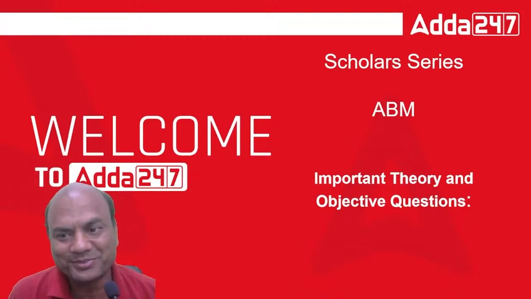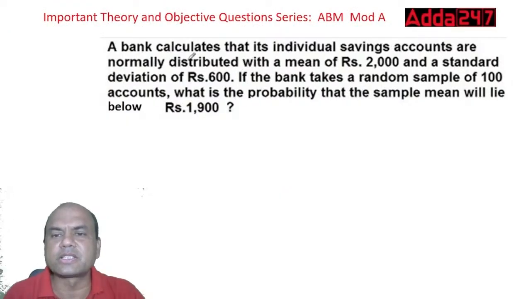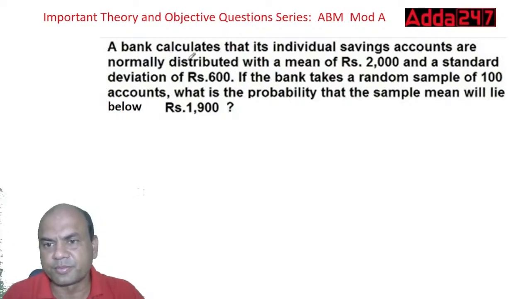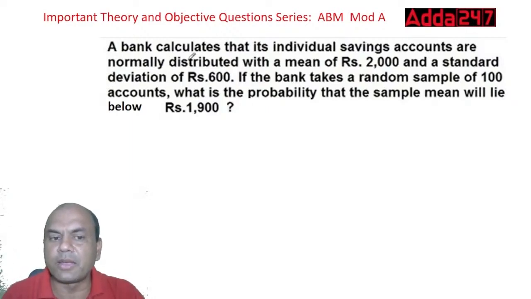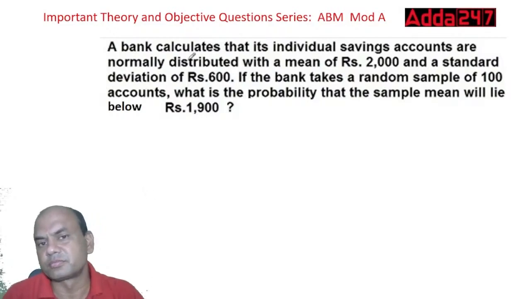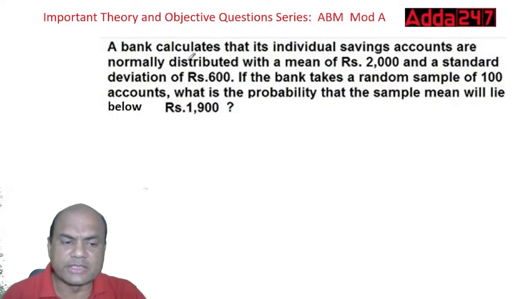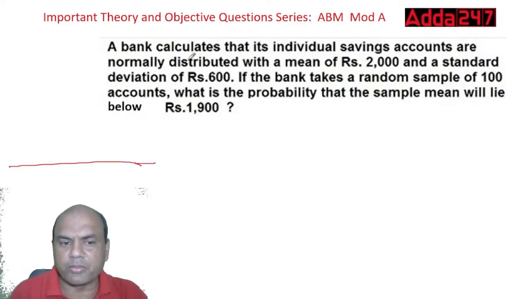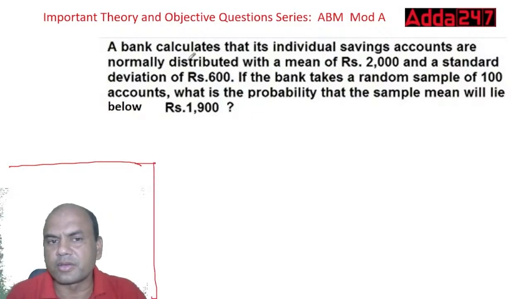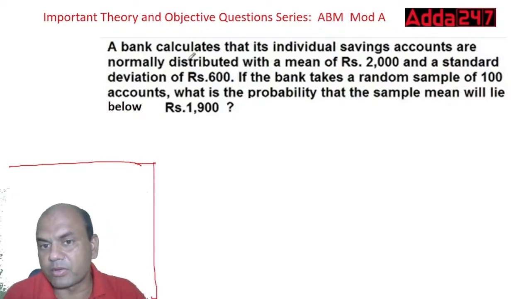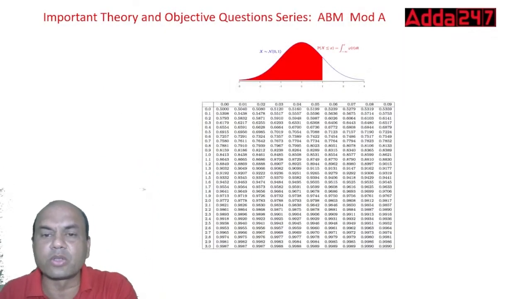Let's start. A bank calculates that its individual savings accounts are normally distributed with a mean of 2000 and a standard deviation of 600. If the bank takes a random sample of 100 accounts, what is the probability that the sample mean will lie below 1900? This is a bit difficult to understand. Everyone pay attention, because this is a very important part. Let me draw the line over here. For this you need to know the normal distribution curve.